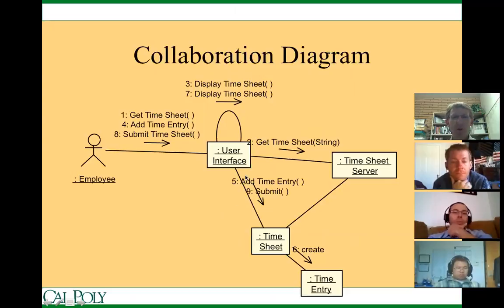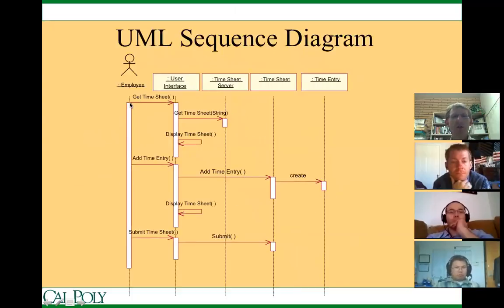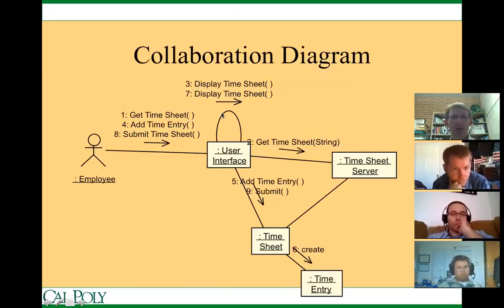So here, if you go back and look at this, the first thing is you ask the user interface to get a timesheet. And then you ask the timesheet server to get a timesheet, and you pass in a string. Number one is the employee asks the user interface to get a timesheet. Number two is the user interface asks the timesheet server to get a timesheet, and it passes a string in so it knows which timesheet it's looking for, and so on. Number three is over here, and 4 and 5, and so on.